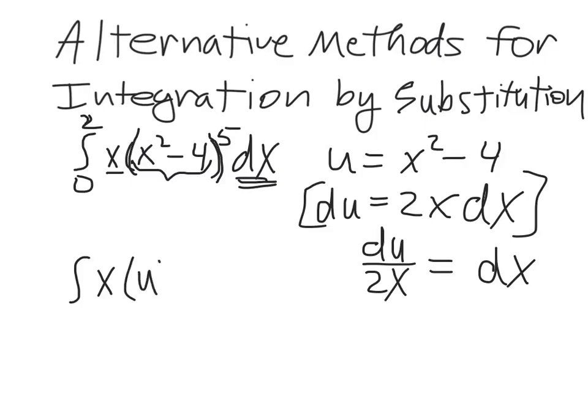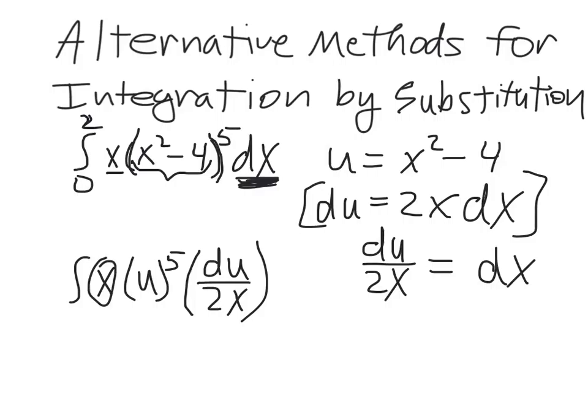So as we substitute that in, we'd have u to the 5th. We'll leave this x by itself for now. I think you'll see what happens with it as we substitute in what we found for dx, du over 2x, and simplify. Okay, the x's cancel out, and we're left with 1/2 times the integral of u to the 5th du.